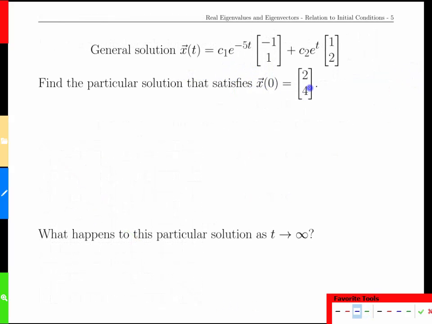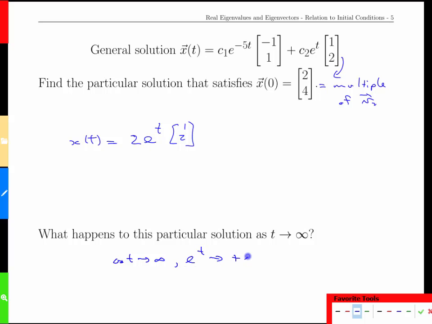Notice the same thing is true if we pick the other eigenvector. So we notice that this initial condition is a multiple of the second eigenvector. And so our solution would look like, in this case, 2 e to the t times 1, 2. This is twice as big as that. If we solve for c2, we'll get the value 2. And in this case, as t goes to infinity, e to the t is going to go to positive infinity as well.